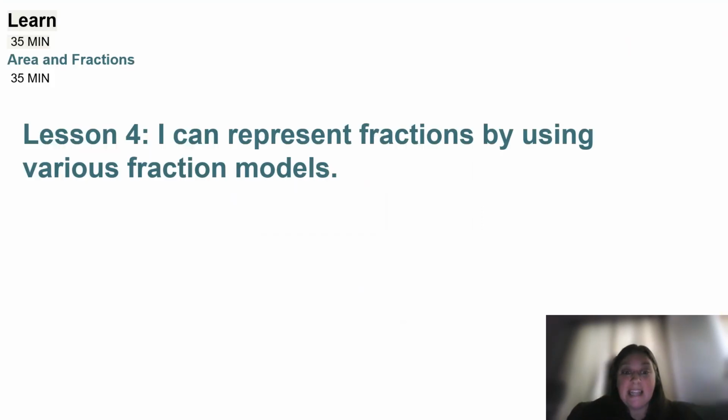So our main lesson today is I can represent fractions by using various fraction models. So I want you to talk to your partner after you hear the question and pause the video about what are some models we have used so far to represent fractions. So you'll pause the video, turn and talk. What are some models we have used to show fractions? Pause and go.